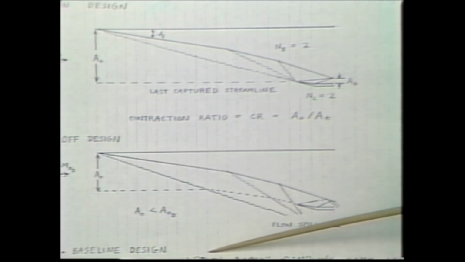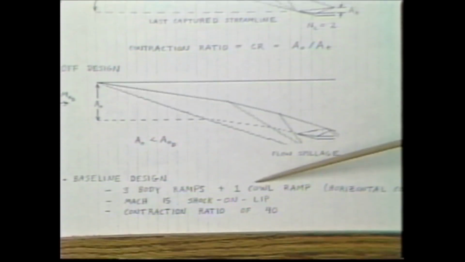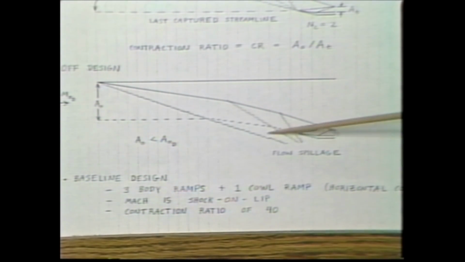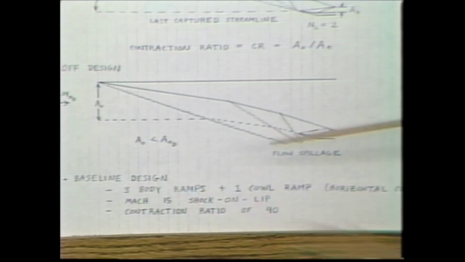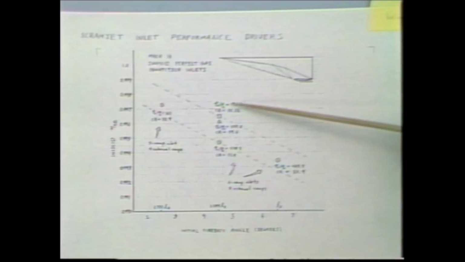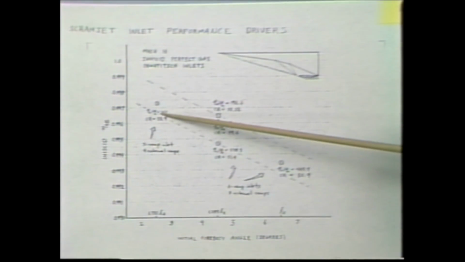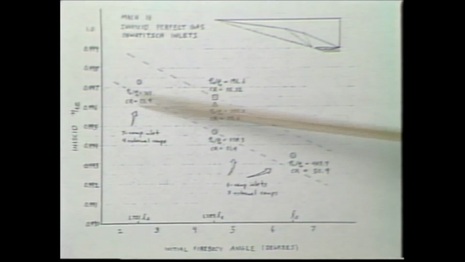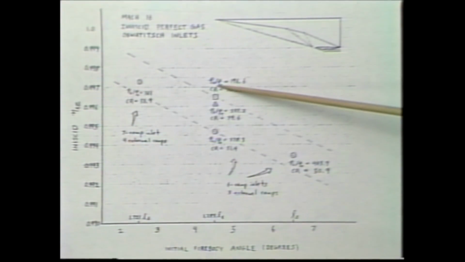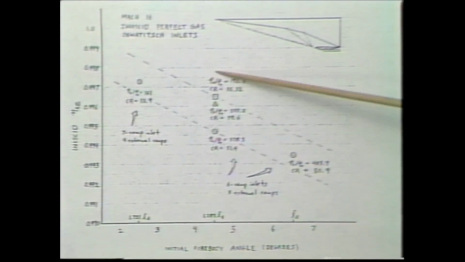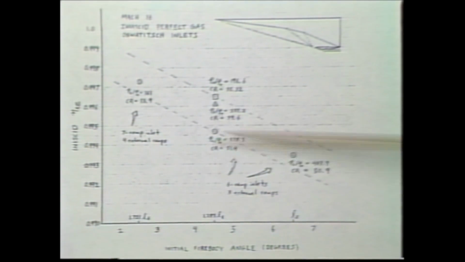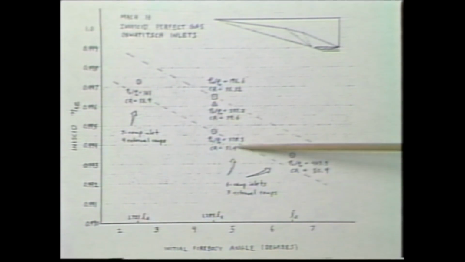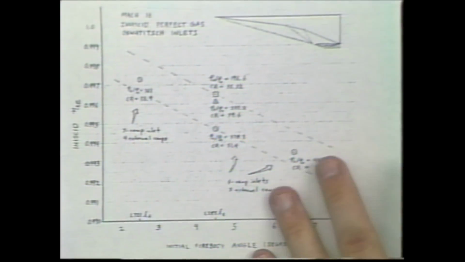Okay, on our baseline design, I picked 3 body ramps plus 1 cowl ramp, shock on lip Mach number of 15, that's when this bow shock goes on the lip, and a contraction ratio of 40. Down here shows trends of inlet efficiency as a function of the initial 4-body angle. You can see as you go to lower angles, you get higher efficiency. And then for a given 4-body angle, how it changes with contraction ratio. Higher contraction ratio is producing less efficiency, but there's a trade-off here. You might have less inlet efficiency, but you have lower Mach numbers to add heat to.